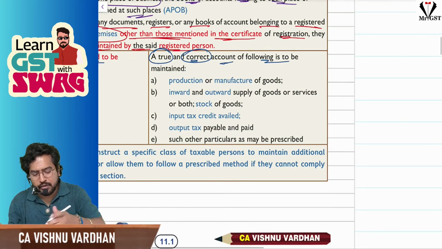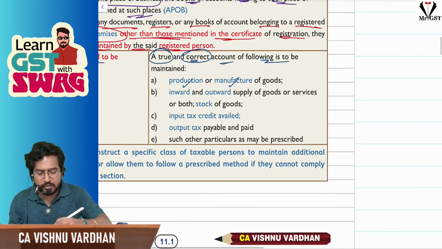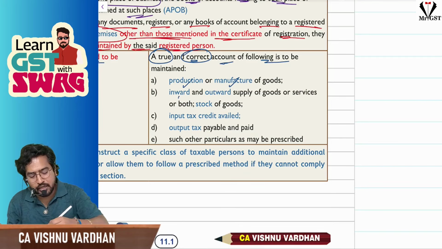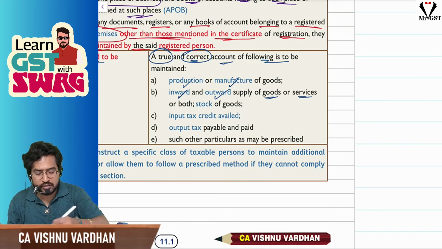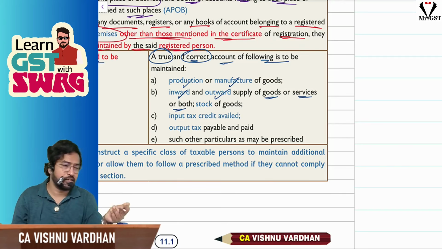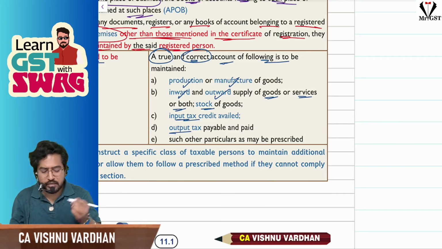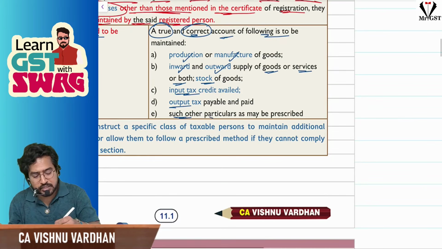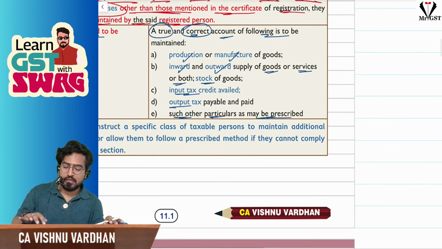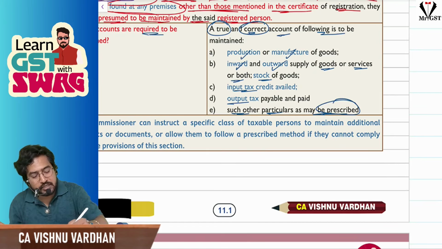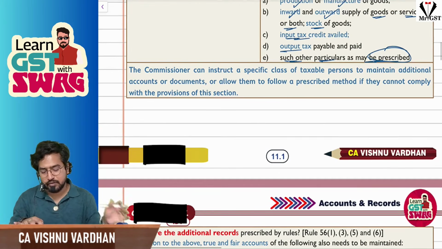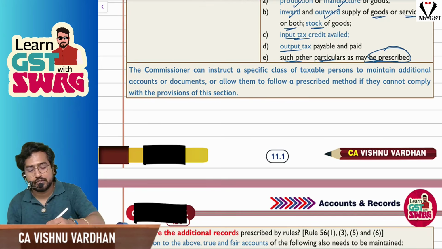What is that? Maintain accounts regarding production or manufacture of goods, if you are manufacturing anything, inward and outward supply of goods or services, or both. That means nothing but your purchases and stock of goods, ITC availed, output tax payable and paid, and such other particulars as may be prescribed. Where will it be prescribed? In the rules, it will be prescribed. Okay, fine. So what is the next one?